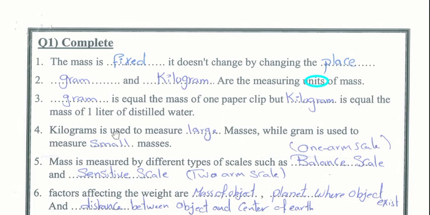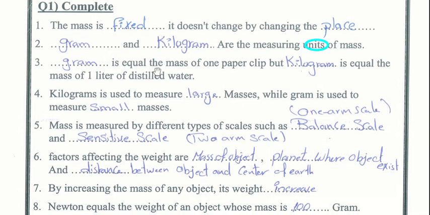Complete the following statement. Question number 1. Mass is fixed, stable, constant. You can say mass is fixed, stable, constant. It doesn't change by changing the place.